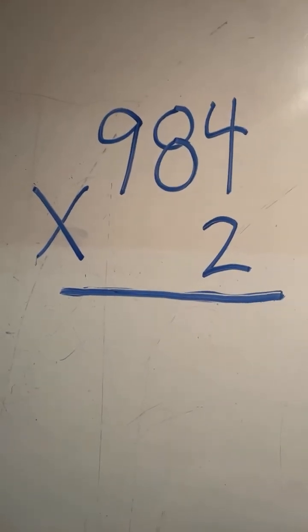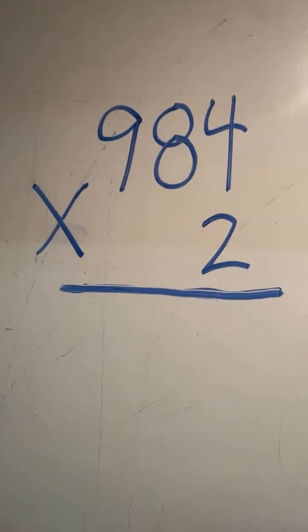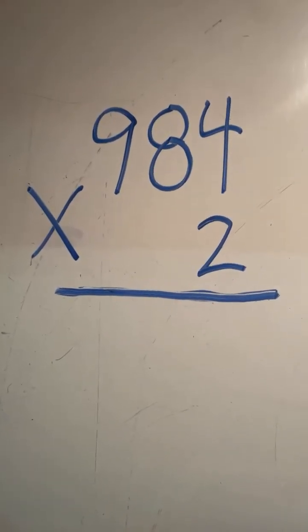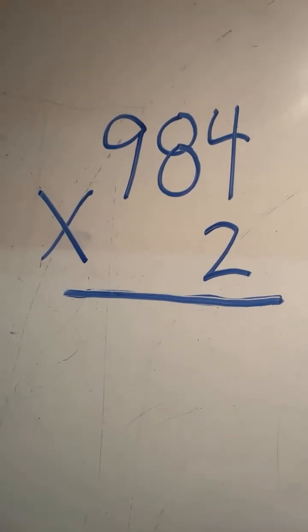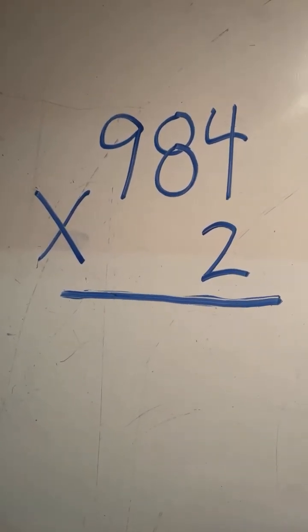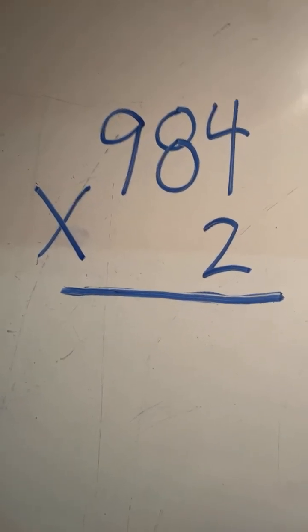So this video is going to focus on 3-digit by 1-digit multiplication. Our model problem is 984 times 2. And I'm going to go through step by step how to solve that problem.